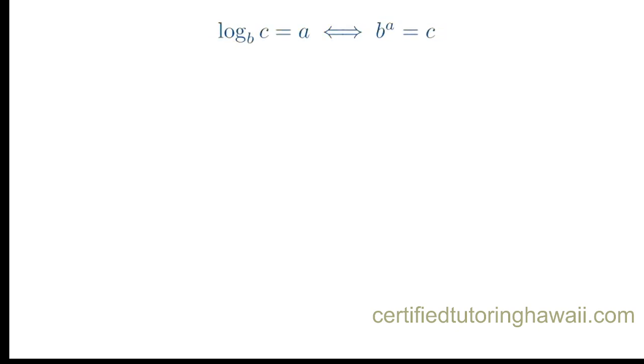A key strategy for evaluating logs is to always rewrite the logarithmic statement in its equivalent exponential form. So, log base b of c equals a is the same exact statement as b to the power of a equals c. They are just two different ways of writing the same mathematical relationship. This transformation from logarithmic to exponential form will be our primary tool for solving these problems.